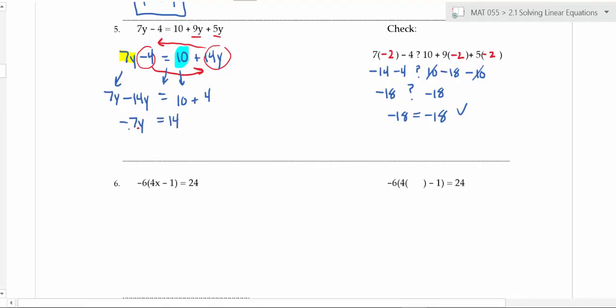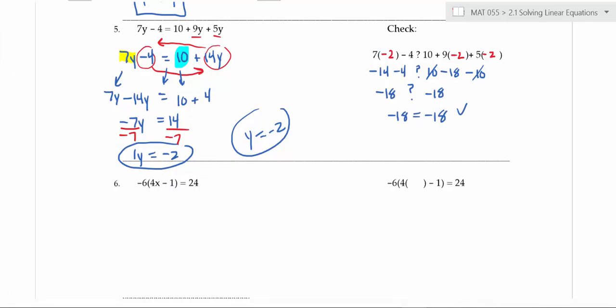Now you can divide both sides by negative 7, and you'll get the answer. So this is positive 1y. This is negative 2. That's what you want. So y is equal to negative 2. All right, so either of those two ways are good ways to write your steps.